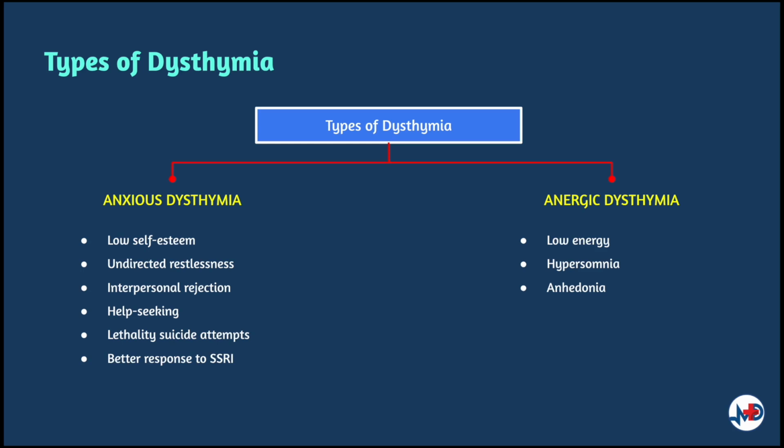Dysthymia can be divided into two subtypes, the anxious dysthymia type and energic dysthymia. The authors described a subset of patients with anxious dysthymia as having pronounced symptoms of low self-esteem, undirected restlessness, interpersonal rejection, help-seeking, and to make lower lethality suicide attempts, as well as to have a better response to selective serotonin reuptake inhibitors. This group is compared with patients who have energic dysthymia, characterized by low energy, hypersomnia, and anhedonia. For patients with energic dysthymia, the authors suggest that they may have a better response to treatment with agents that increase noradrenaline or dopamine.